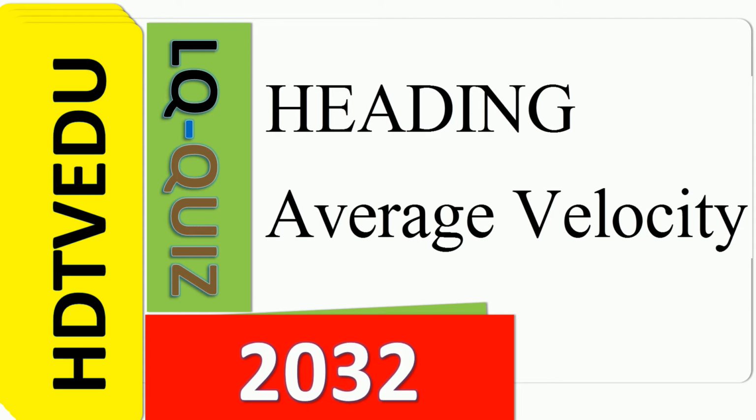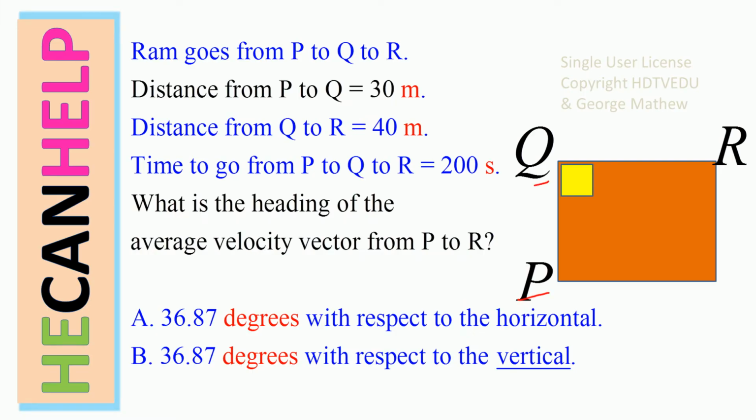Heading, Average Velocity Vector, Quiz 2032. Ram goes from P to Q to R. Distance from P to Q is 30 meters. Distance from Q to R is 40 meters. Time to go from P to Q to R is 200 seconds. What is the heading of the average velocity vector from P to R?